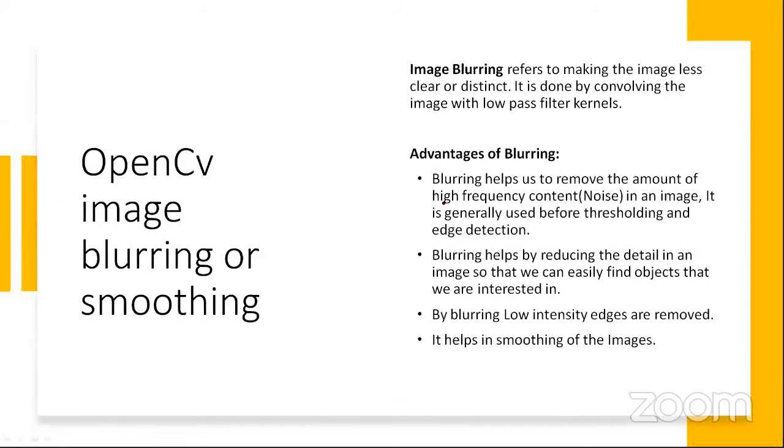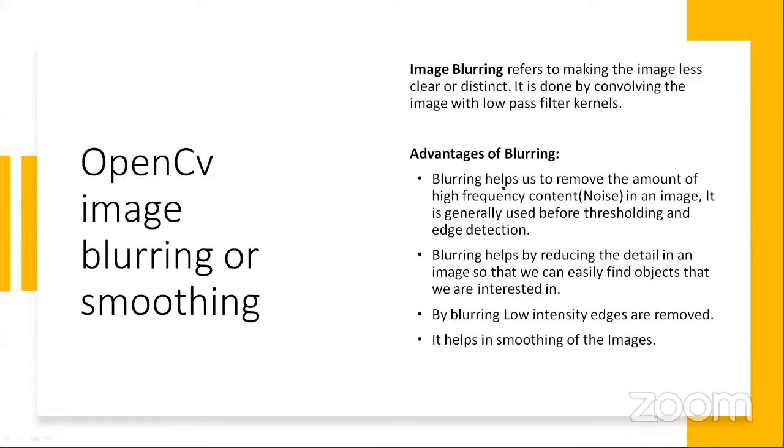So now we have some interesting topics: image blurring, smoothing. You guys are aware of what is image blurring. Image blurring refers to making the image less clear or distinct. It is done by convolving an image with a low pass filter. So what are the advantages of blurring?